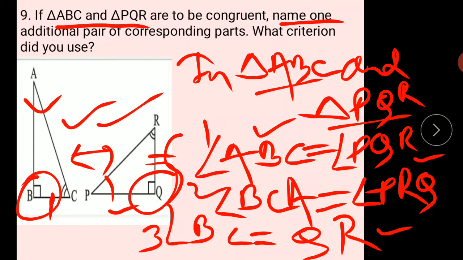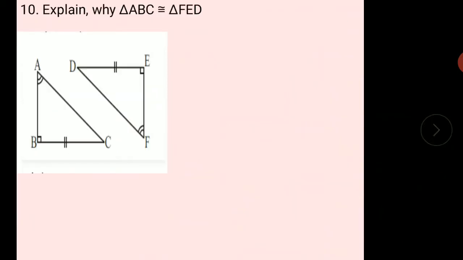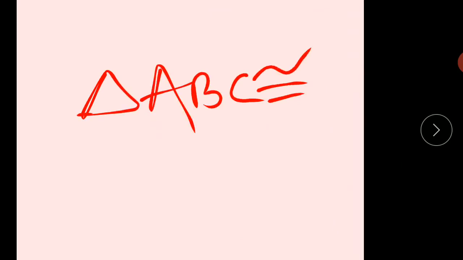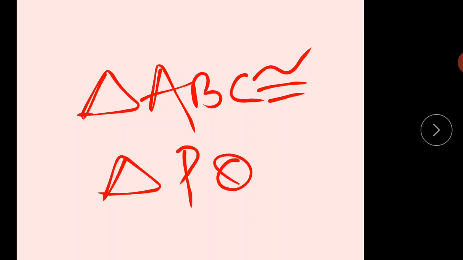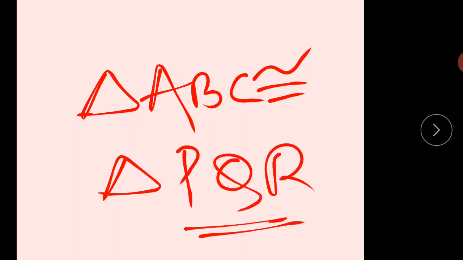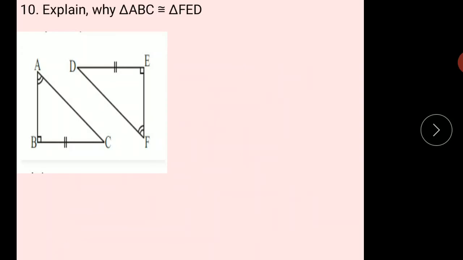Okay, so on the next page I am writing here, triangle ABC is congruent to triangle PQR. Okay, they are congruent, but you will say by which criterion it is congruent. Okay, proceeding to question number 10.